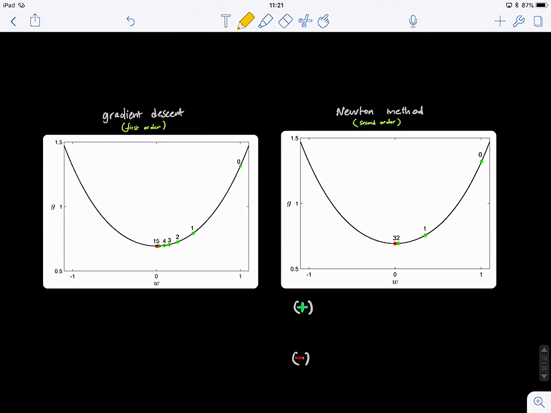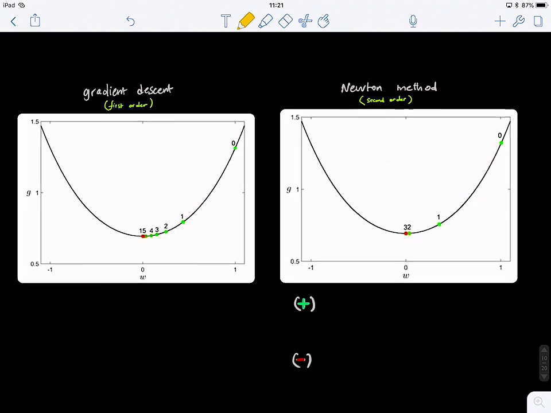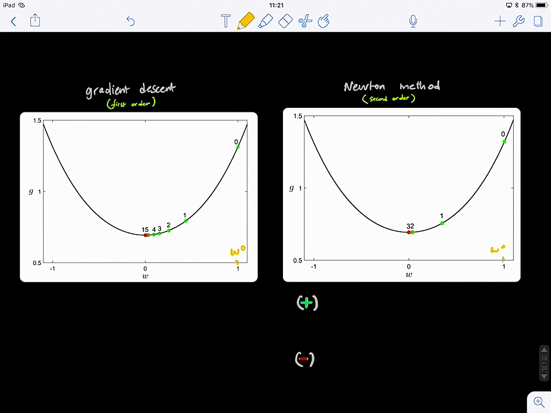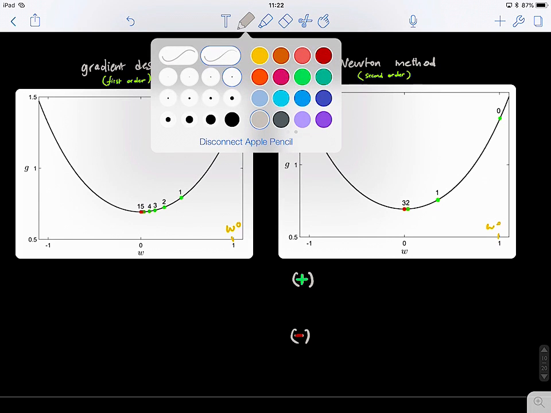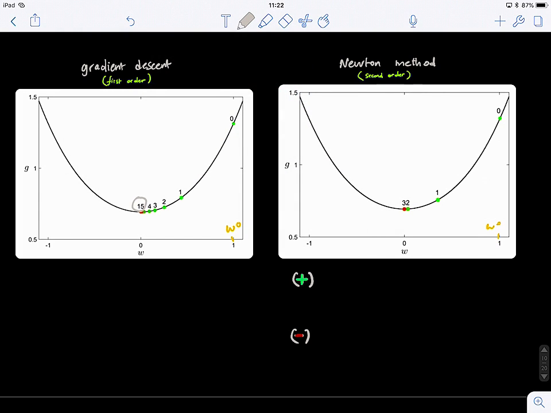Let's now compare these two, just to quickly wrap up this part. We've seen gradient descent. This is exactly the same algorithm initialized at the same point, W0 equals 1. You can see that when using gradient descent, the algorithm converges in 15 steps, while when using Newton, it takes just 3 steps, okay?